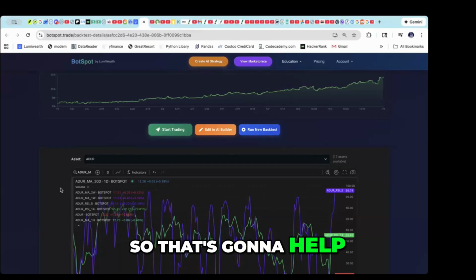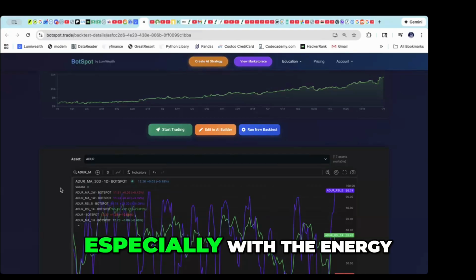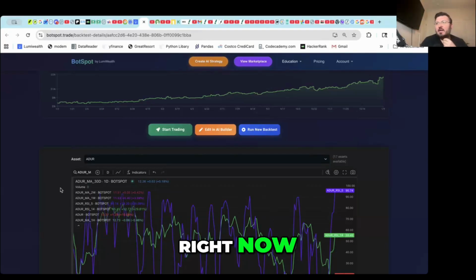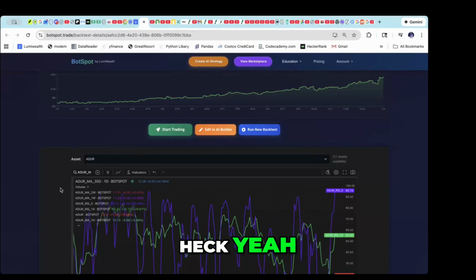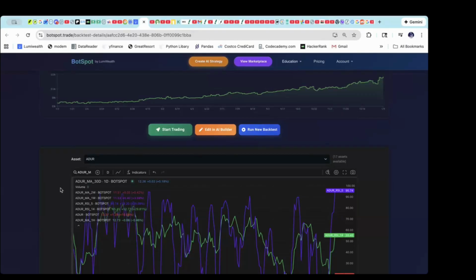So that's going to help boost its potential in the future, especially with the energy crisis that we're having in data centers. Right now energy is the biggest bottleneck, right? Heck yeah, it's killing us. The CPUs and all that. But this one has so much more potential because it uses one third of the energy of most data centers. I'm talking about Dell, NetApp, all these big corporations, and it's actually doing better than all of them.